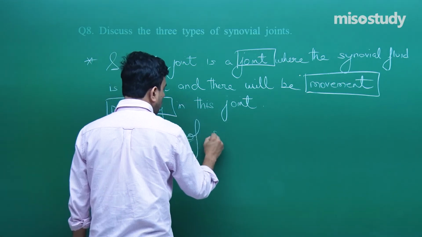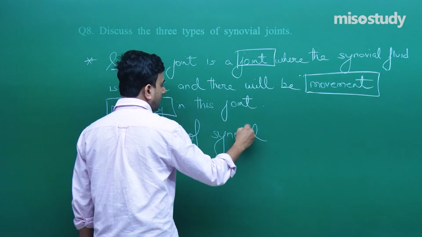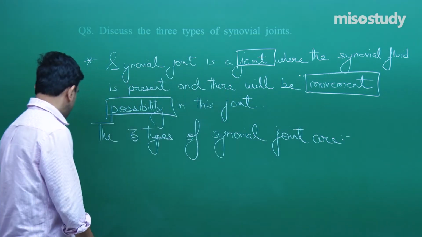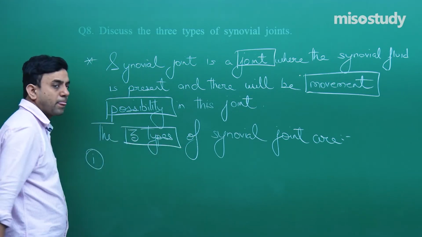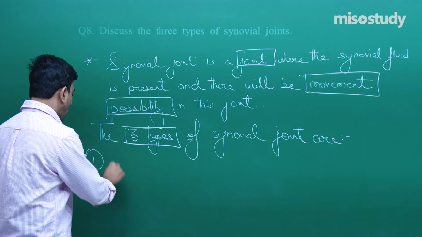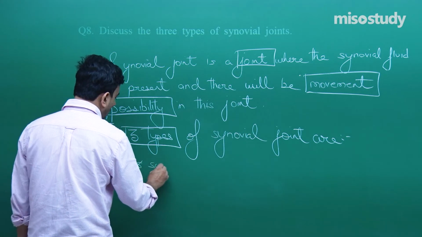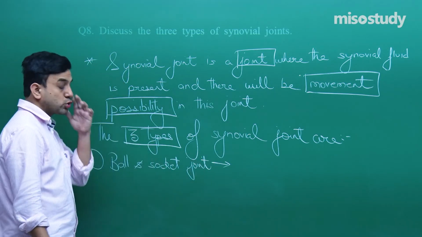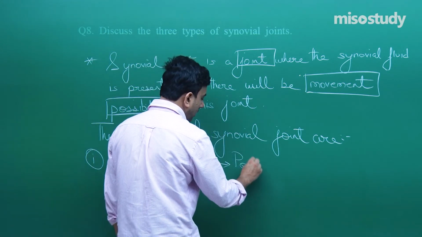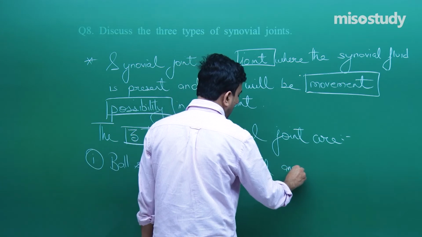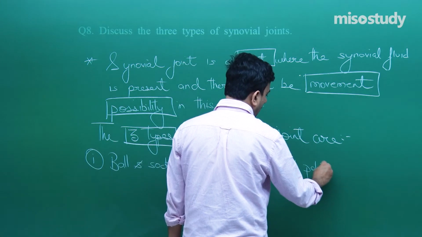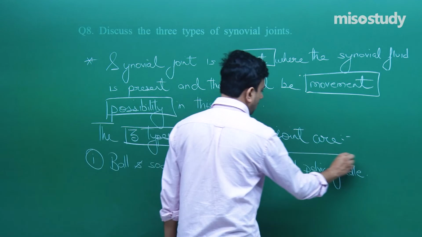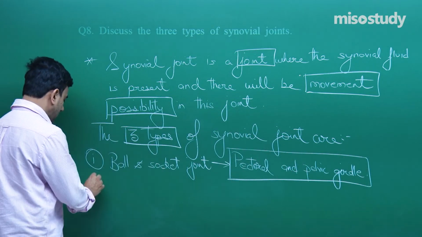The three types of synovial joint are, number one, first and foremost we will have the ball and socket joint, and in this we have the pectoral girdle and the pelvic girdle.